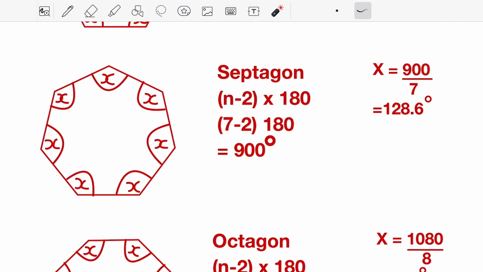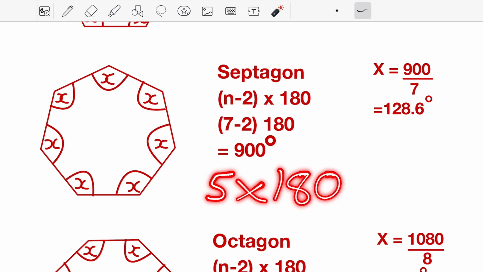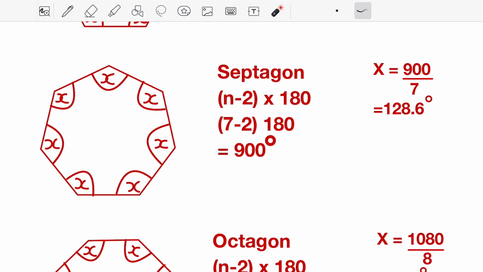Next, we have a septagon, a 7-sided polygon. 7 minus 2 is 5. 5 multiplied by 180 is 900. So that's 900 degrees in total. 900 divided by 7 will give you 128.6 degrees.